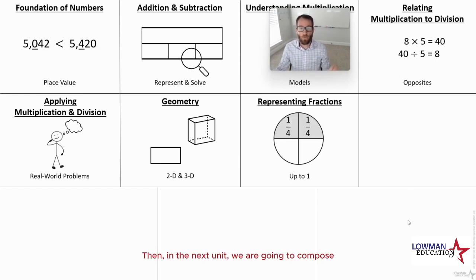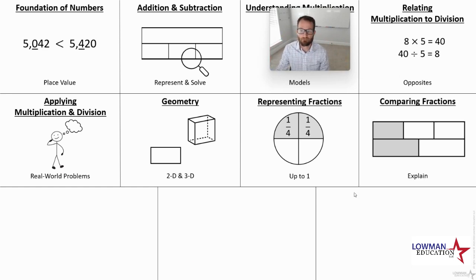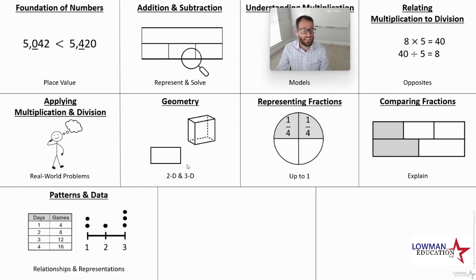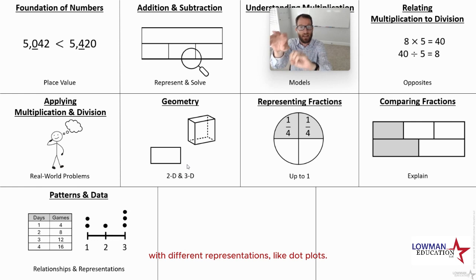Then in the next unit, we are going to compose and decompose fractions up to 1. Then in the next unit, we're going to use models to help us explain how fractions compare to one another. In the next unit, we are going to identify relationships within a table. And then we're also going to summarize data with different representations like dot plots.